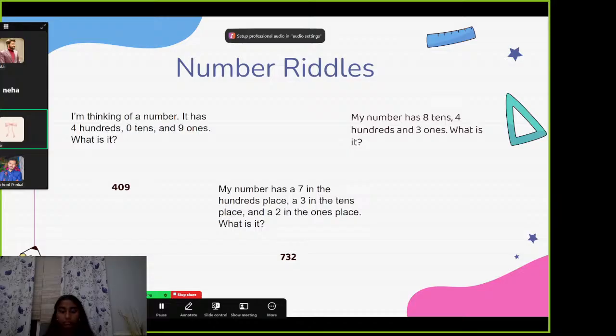Okay. This is one last one, I think. My number has 8 tens, 4 hundreds, and 3 ones. What is it? This is out of order, okay? So let's begin with hundreds. Where does it say hundreds? 4 hundreds, so that will be 400. My number has 8 tens, so that will be equal to 80. And 3 ones, so that should be 3. So we will do 400 plus 80 plus 3, which is 483. You could show the answer. Yeah. I hope you guys understood that concept.